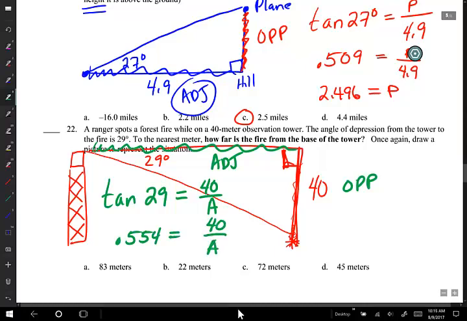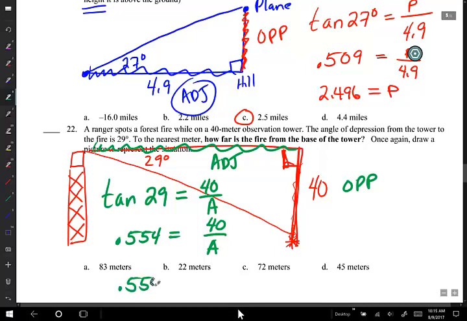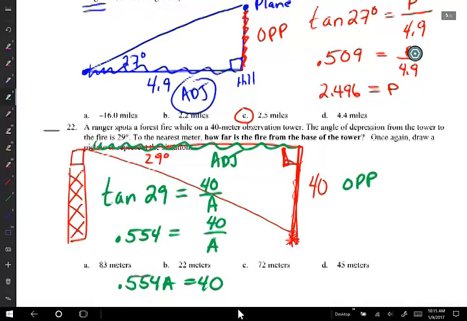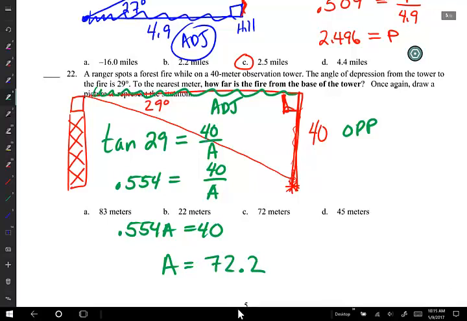We've done this once already. When the variable's in the bottom, do you remember what we do? Cross multiply. So 0.554A equals 40. So I'm going to say 40 divided by 0.554. The ranger has to run 72.2 meters to find little Jimmy and tell him he shouldn't have fires in the forest. You can save a forest fire. Isn't that what Ranger Rick says or something?